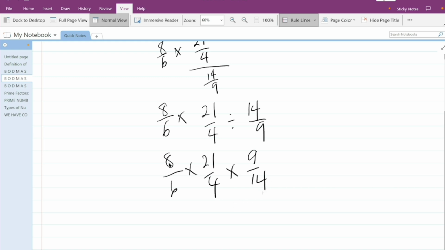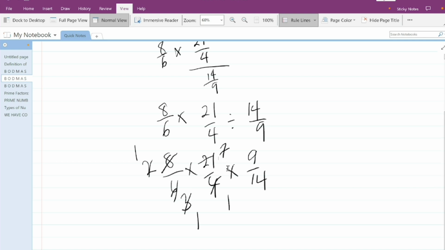You can take this 4 and this 8. We have 4 in 4, 1, 4 in 8, 2. We can go again, 2 and 6. There's 2 in 2 and there's 2 in 6. We can say 2 in 2, 1, 2 in 6 is 3. Now we brought that down. Then we can go 3 and 21. 3 can go in 21. 3 in 3, 1, 3 in 21, 7.